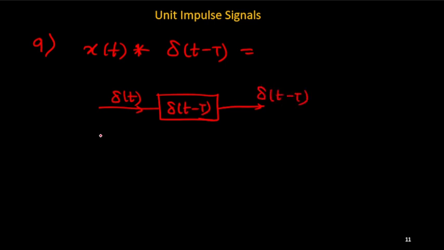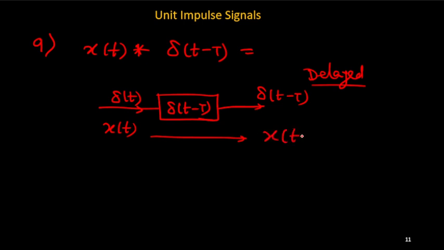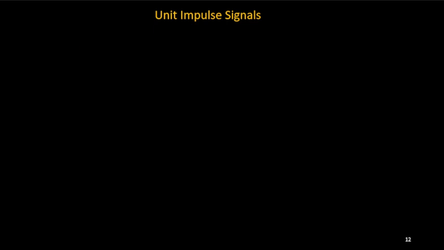If I apply x(t), what is the relation between input and output? The output is a delayed version, a capital T delay. So if x(t) is applied, its corresponding output will simply be a delayed version, x(t minus capital T). So if I take the convolution of these two, I will get a delayed version, x(t minus T). This is very useful.